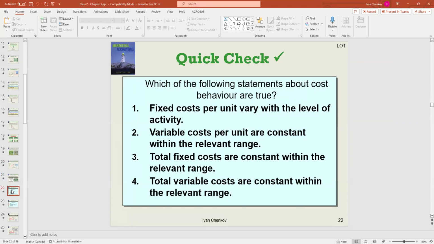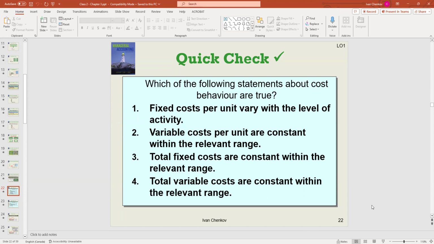Which of the following statements about cost behavior are true? Let's see which one is true, which one is not true. Fixed cost per unit varies with the level of activity. Is that true? Think about it before you jump. Fixed cost per unit: the more I'm using it, the less the cost per unit is. The less I'm using it, the higher the cost per unit is.